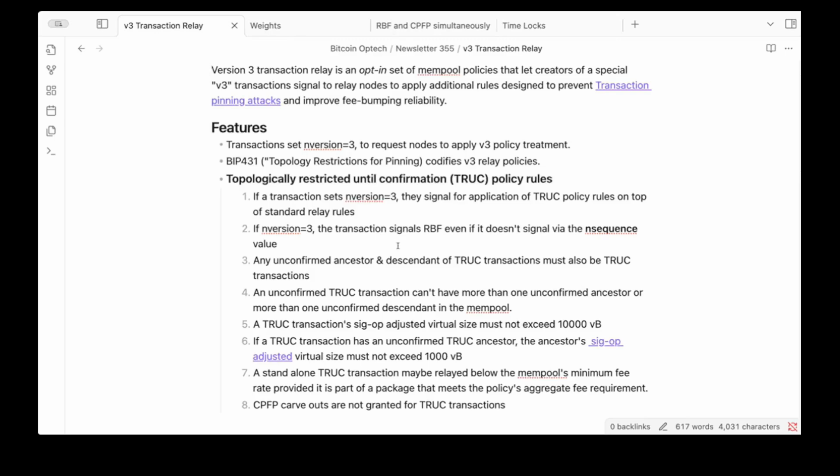Then any unconfirmed ancestor or descendant: if you are trying to add a descendant to a truck transaction, that new transaction must also signal for truck rules. That is, it should also have a version number of 3. So that is another rule. Then any unconfirmed truck transaction can't have more than one unconfirmed ancestor or more than one unconfirmed descendant in the mempool. So this is a very important rule.